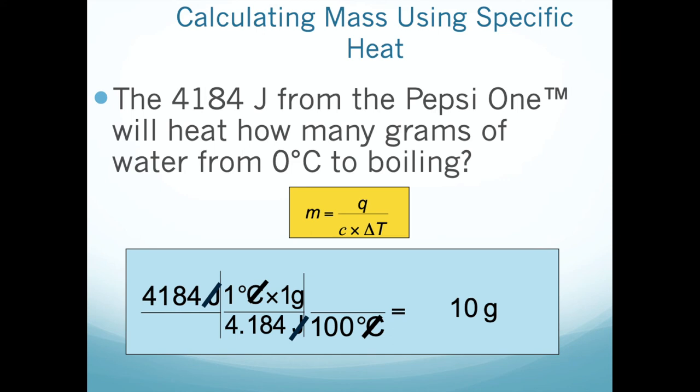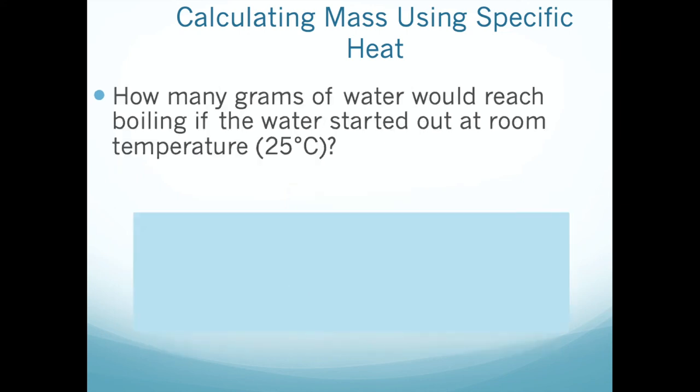Now, let's try a similar problem. Okay, so let's say we still had 4,184 joules of heat energy we're using to warm up some water. Let's say instead of starting off at 0 degrees Celsius, we're starting off at 25 degrees Celsius. So very similar problem. How many grams of water can you heat up with this much heat energy, with this 4,184 joules? Okay, you're going to set this up very similarly to the previous problem. So feel free to pause this video and then continue on as I explain how this is done.